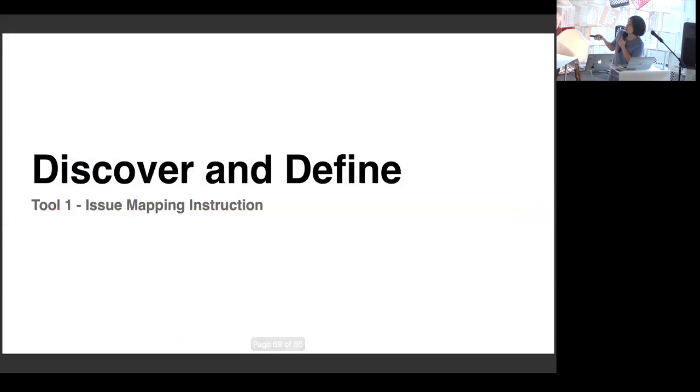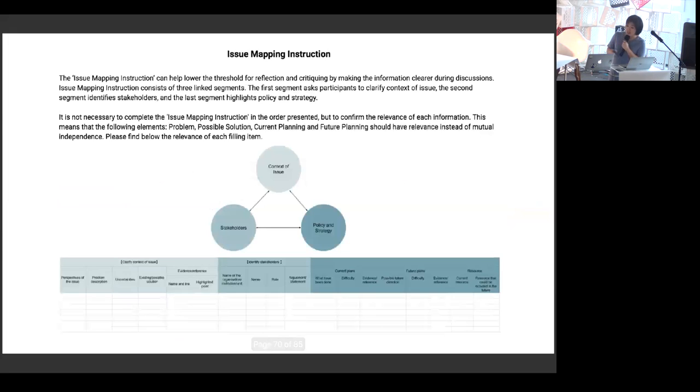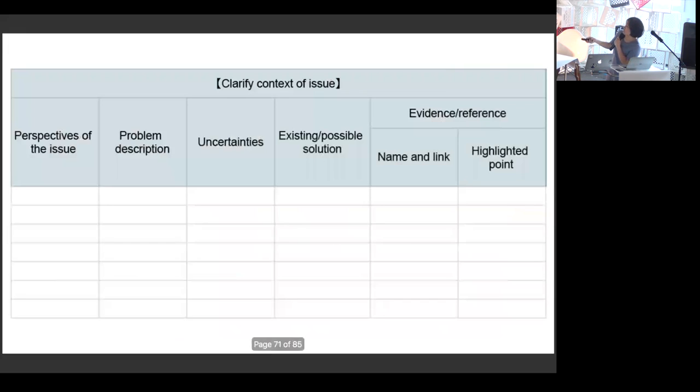During the discover and define stage, we will use the first tool called issue mapping instruction. This is a tool that allows you to put different statements, and even not statements, different research pieces, into this format. So you get a chance to reflect on different issues and stakeholders and what you are going to do later on. Let's take a closer look.